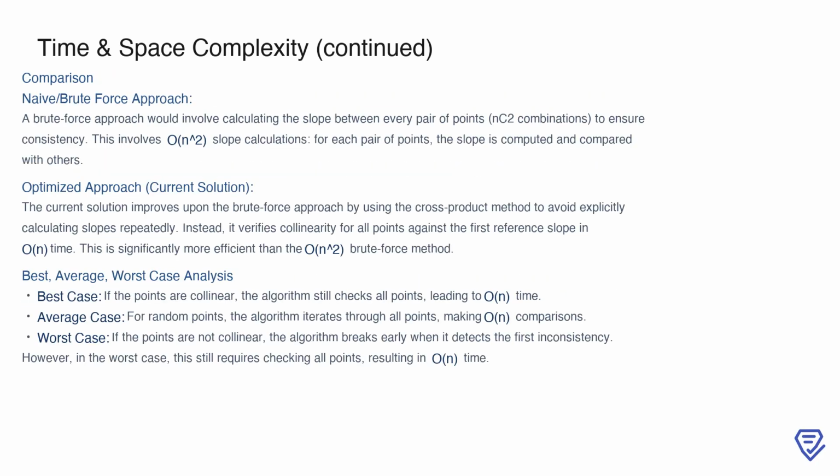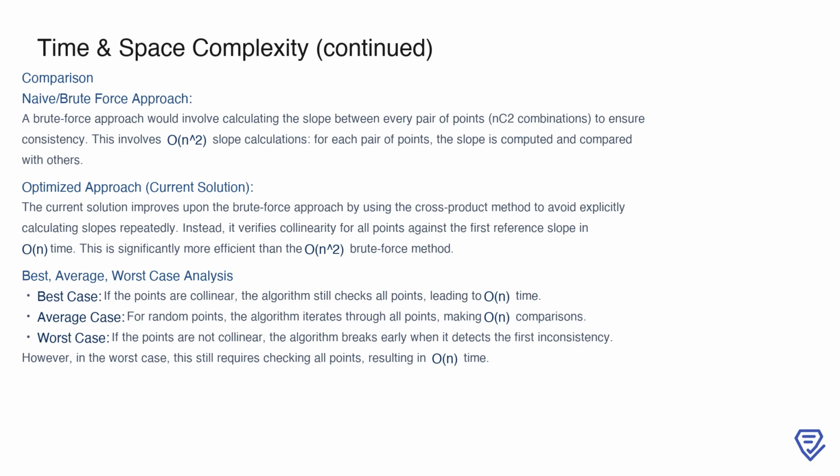To compare, a brute force approach to this problem would involve calculating the slope between every pair of points in the list. With n points, there are n choose 2 combinations, which results in O(n squared) slope calculations. Each slope would then need to be compared to ensure consistency, making this approach very inefficient.